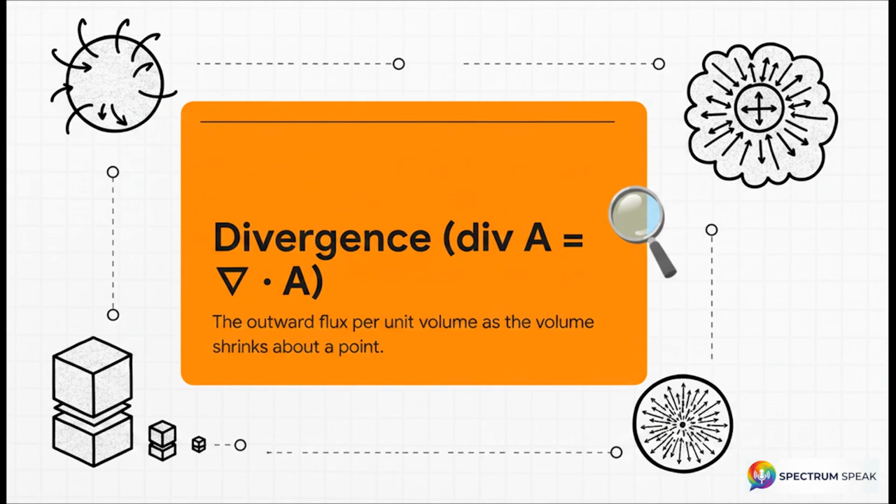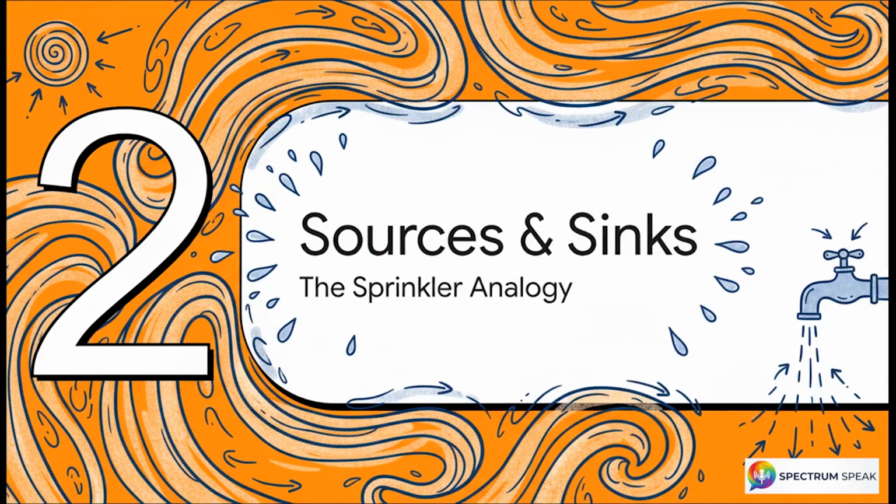Let's break it down. Flux is just a fancy word for flow. Think of it as how much stuff, like water or an electric field, is passing through a surface. So what divergence really is, is a measure of the net flow out of a teeny tiny microscopic volume right at a specific point. It's basically a number that tells you, right at this spot, is the field spreading out or coming together?